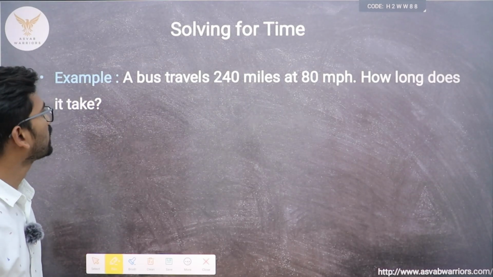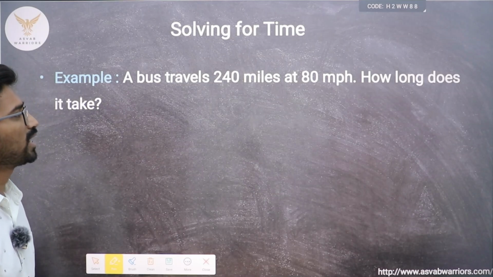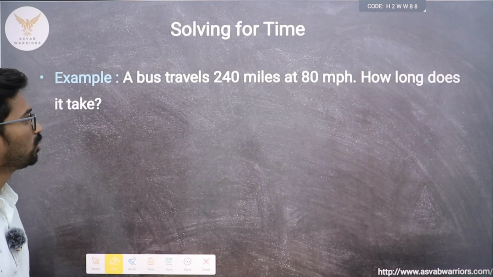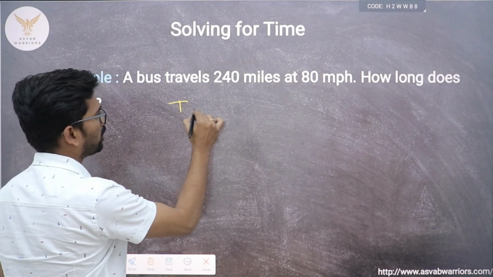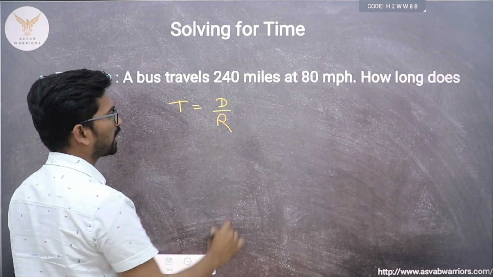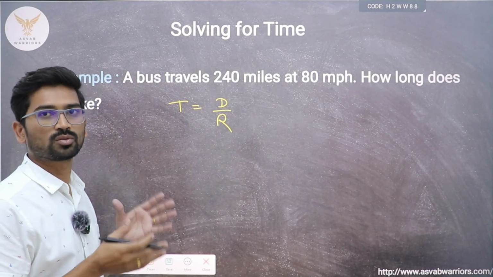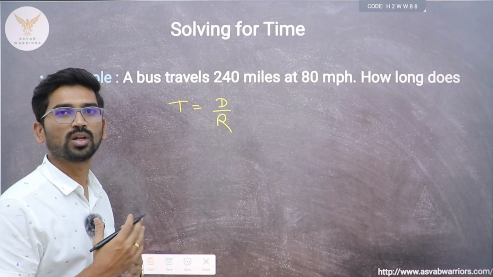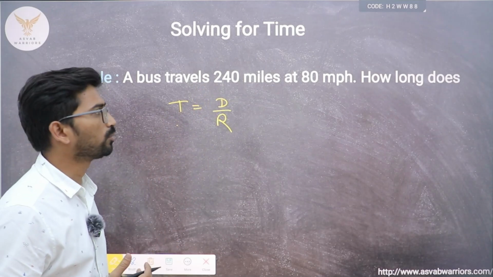Now this example says a bus travels 240 miles at 80 miles per hour. How long does it take to cover this distance? Now time equals distance by rate. I hope you remember that triangle which we have seen in the previous video, which will give you the correct formula to calculate time or distance or rate.